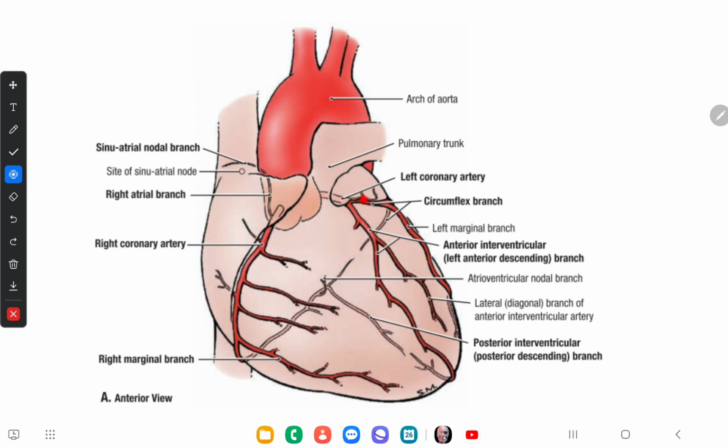artery, which supplies the pulmonary conus. Then this is the circumflex branch of the left coronary artery, and it is the same size as the anterior interventricular artery, and it winds around the left margin of the heart in the atrioventricular groove. And this is the left marginal branch, which is a large branch of the left circumflex branch, and then it supplies the left ventricle towards the apex.